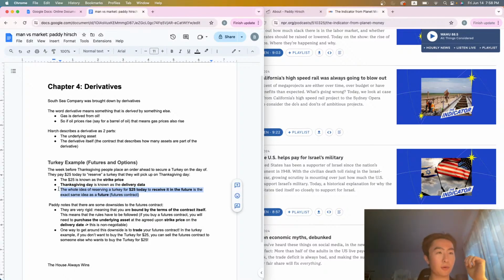Right, and this last bullet point I have here is that the whole idea of reserving a turkey for $25 today to receive it in the future is the exact same idea as a futures contract.